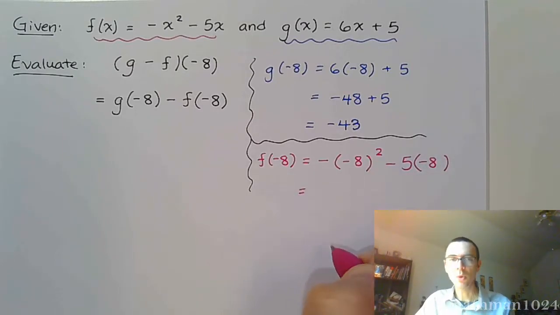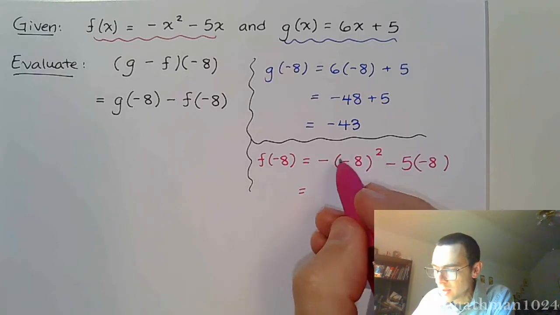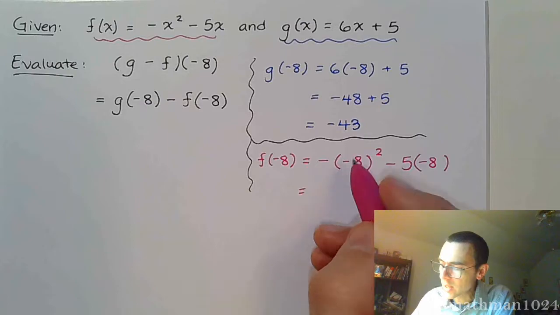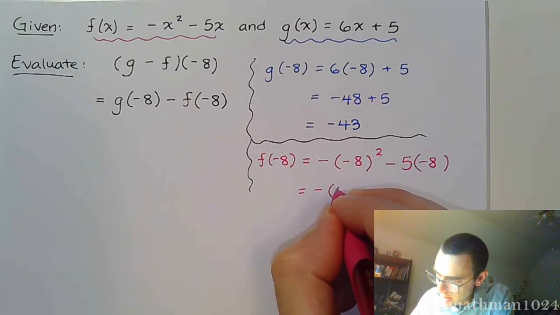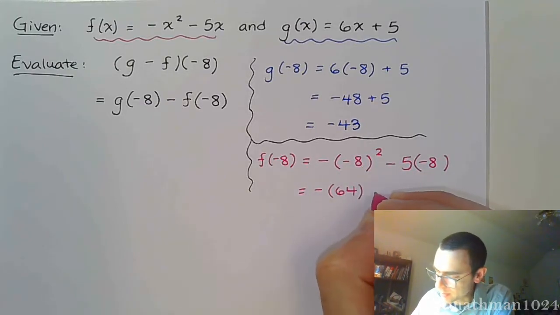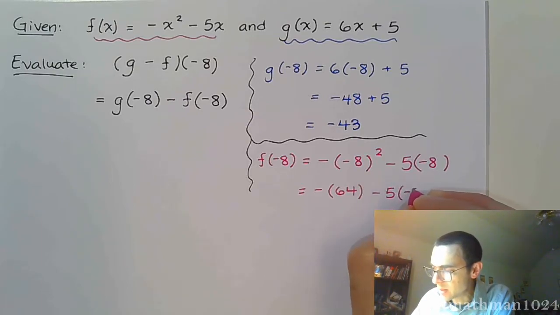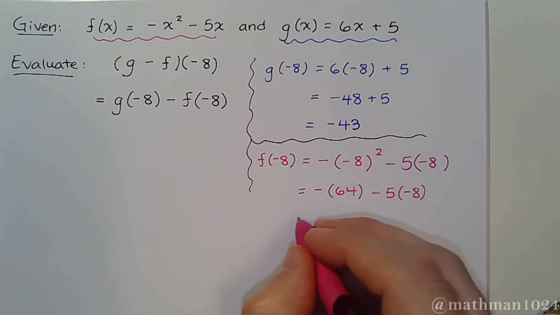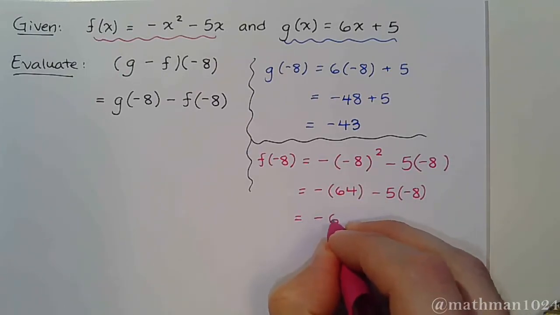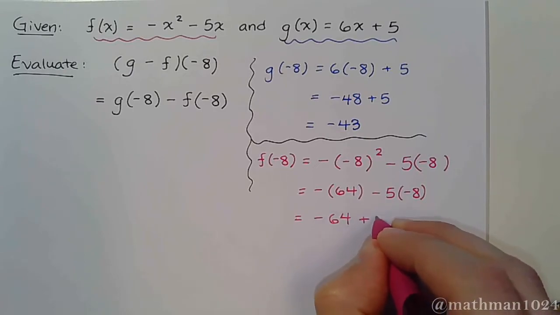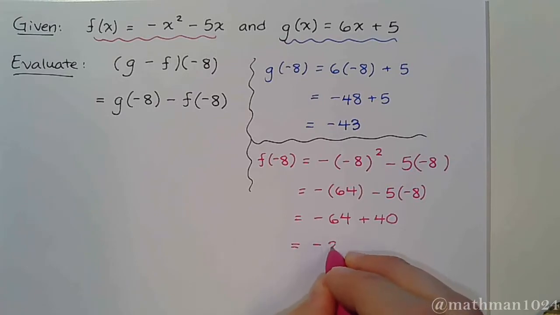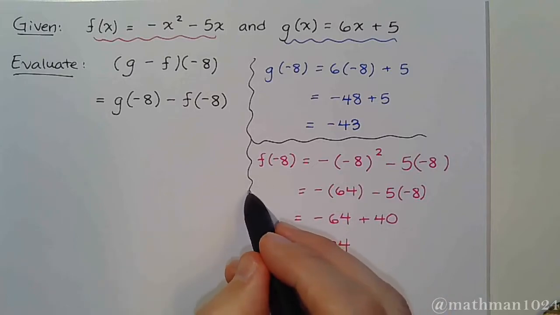Now be careful when it comes to the order of operations. Here, this negative outside and the negative on the 8, they don't get to see each other. The square has to happen first. So this becomes positive 64, and then minus 5 times negative 8. We keep working this. This becomes negative 64. This becomes plus 40. And these guys combine to give me a negative 24.